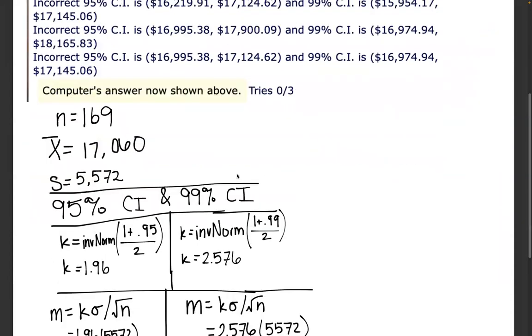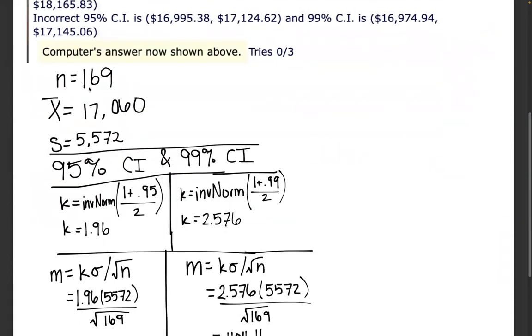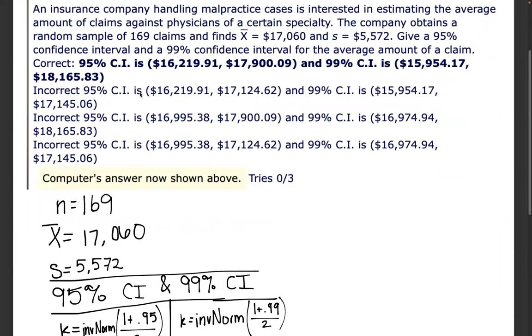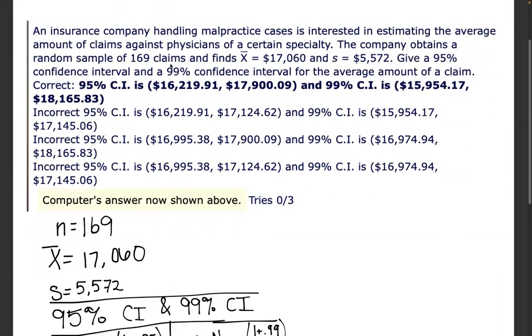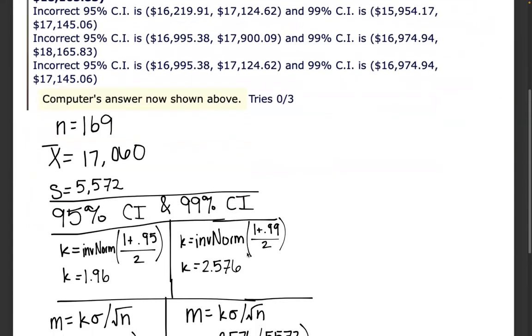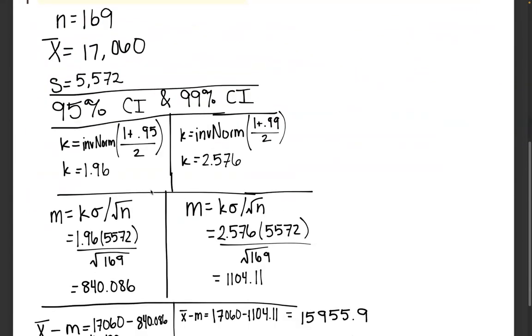Okay, so here we have our N is 169. Our X bar is 17,060. Our S is 5,572. And we want to find a 95% confidence interval and a 99% confidence interval. So here, I just went through the different steps for each level of confidence.